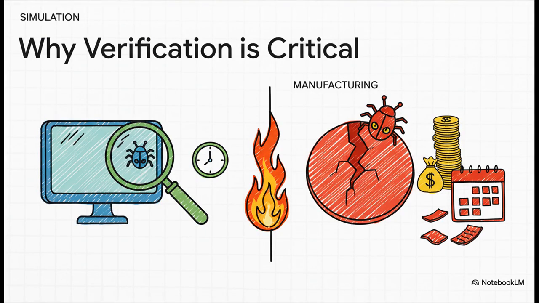So why is this so incredibly important? Well, think of it like this. Finding a bug in your simulation costs maybe a few hours of your time. Finding that same bug after the chip has been physically manufactured can cost millions of dollars and cause months of delays. Verification is the firewall that stops a simple blueprint mistake from becoming a very, very expensive disaster.